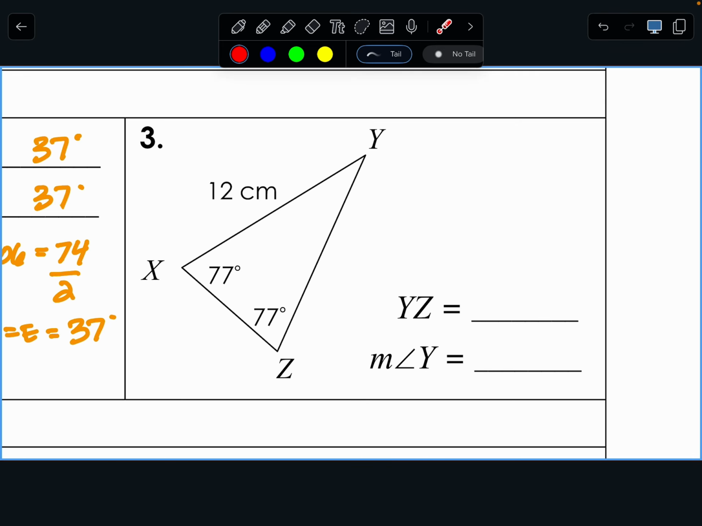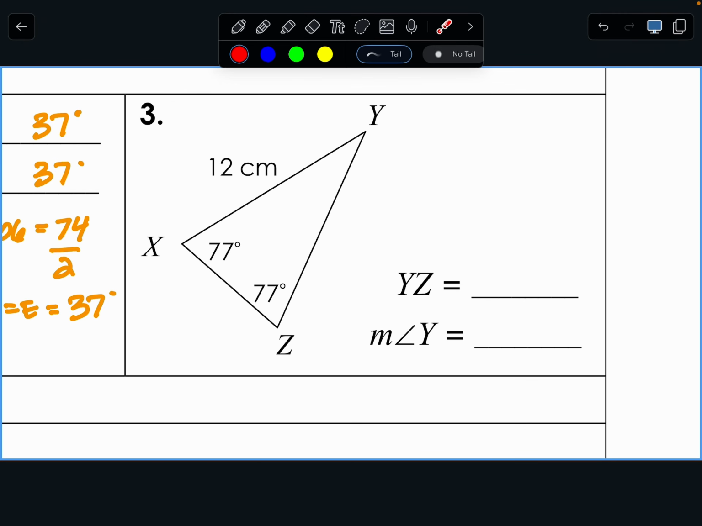Now, pay attention to what it's asking you. So first it says to find this side, YZ. How much is that side?